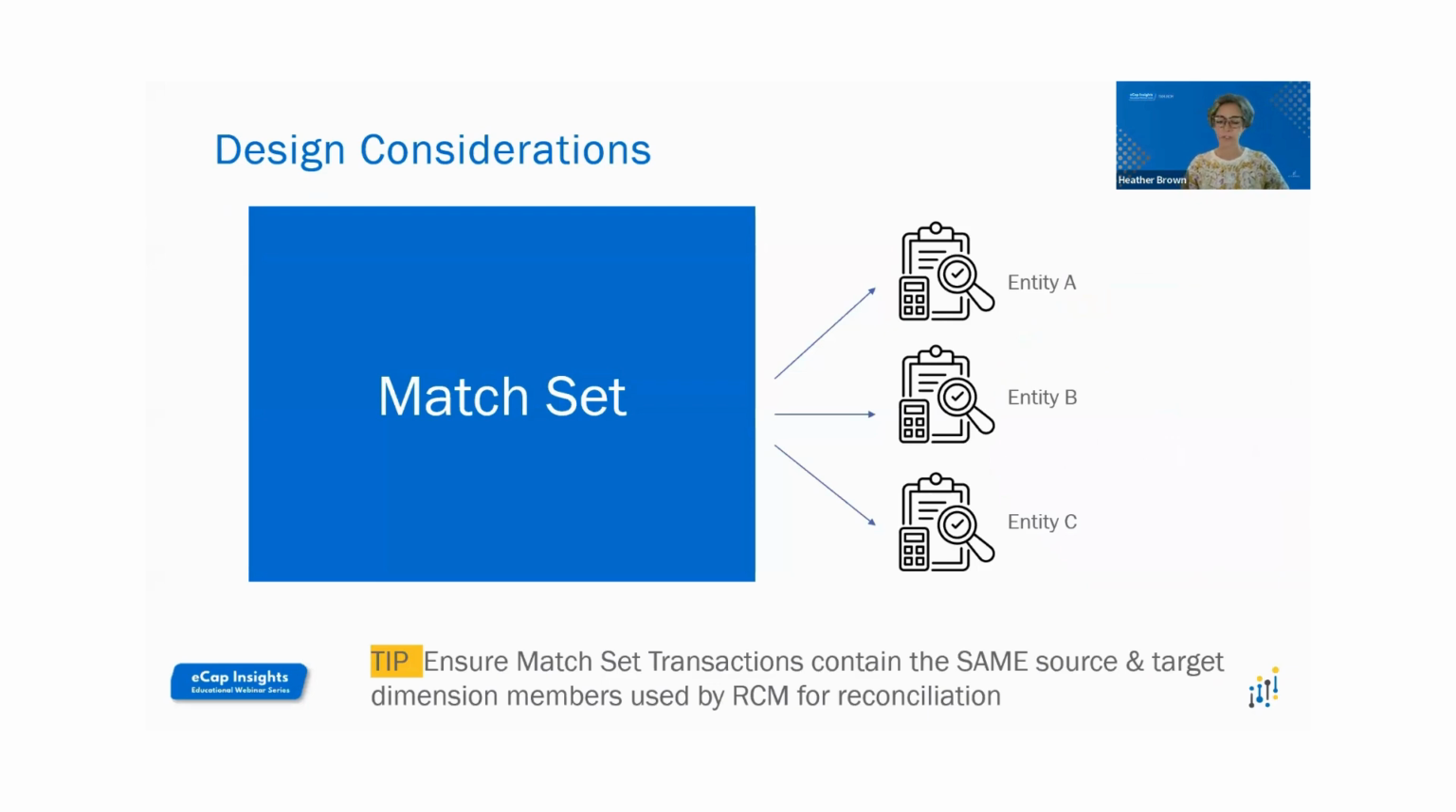While reconciliations are typically performed at the entity account level, match sets do not necessarily need to be created at such a low level. You can have many entity account combinations in the same match set. OneStream uses the reconciliation dimensions to map transactions from a transaction matching match set over to the RCM reconciliation that they belong to.